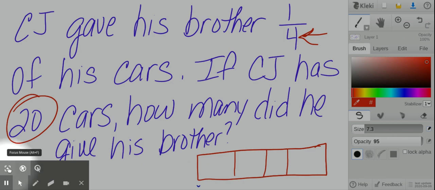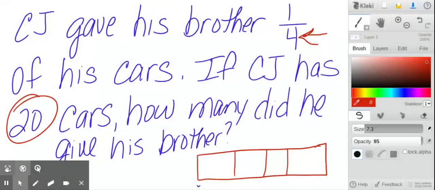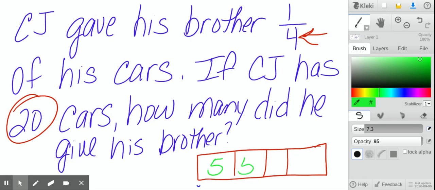Well, let's think about this. You should be able to figure out that if I put 5 here, 5 here, remember these have to be equal numbers. I can't put a 5 and a 4 and a 3. Whatever number I put in a box, it has to be the same number in every box because these are equal parts. 5, 10, 15, 20. So that makes up my entire 20 cars.